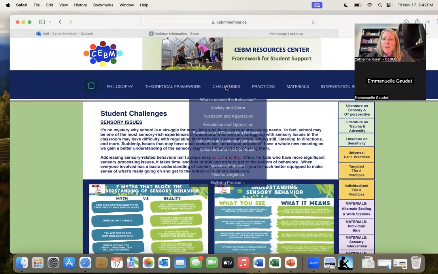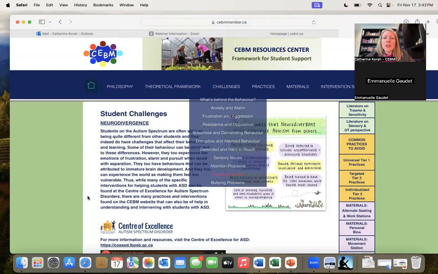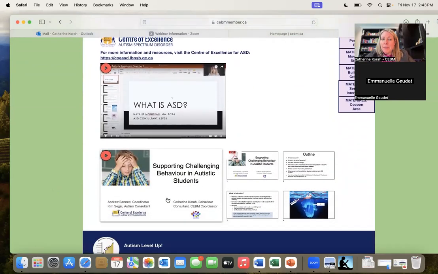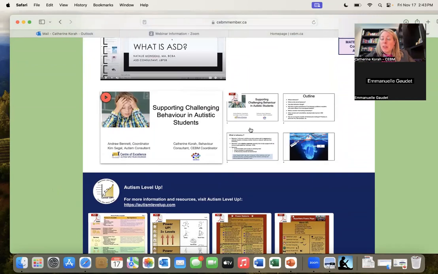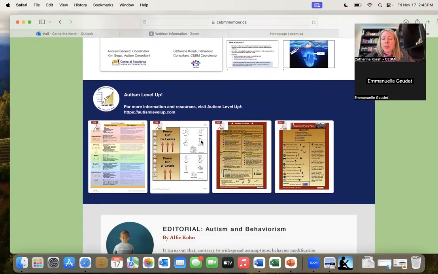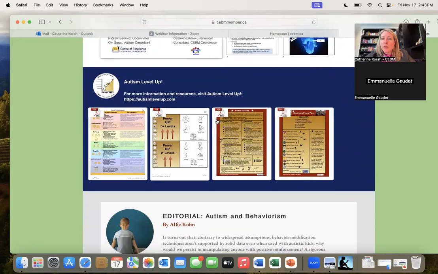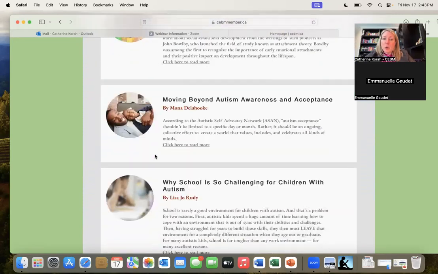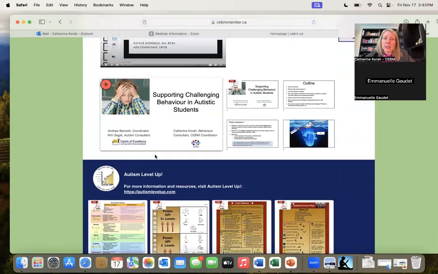Same thing with neurodivergence. So here I've got a page dedicated to neurodiversity. I have put here the link to the Center of Excellence for Autism, where they define what is ASD. This is the presentation that I did with them last year, so it is available here. I've got certain materials available from Autism Level Up, and then I've got a bunch of different editorials that are available. So I invite you to go and take a look at that.